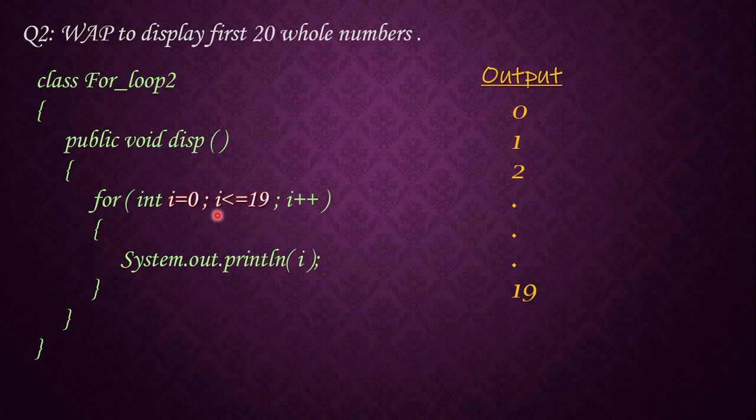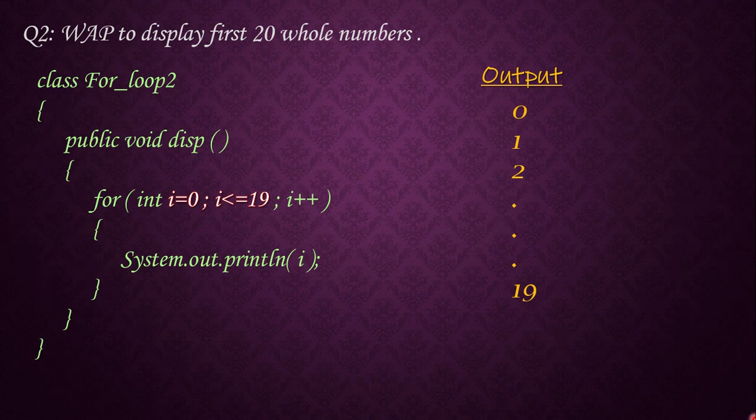And now again the condition part is re-evaluated. So now 20 is neither less than nor equal to 19. So this condition now gives a false value. Hence the loop body will no longer execute. So it will come out of the looping structure and hence 20 will not be displayed.